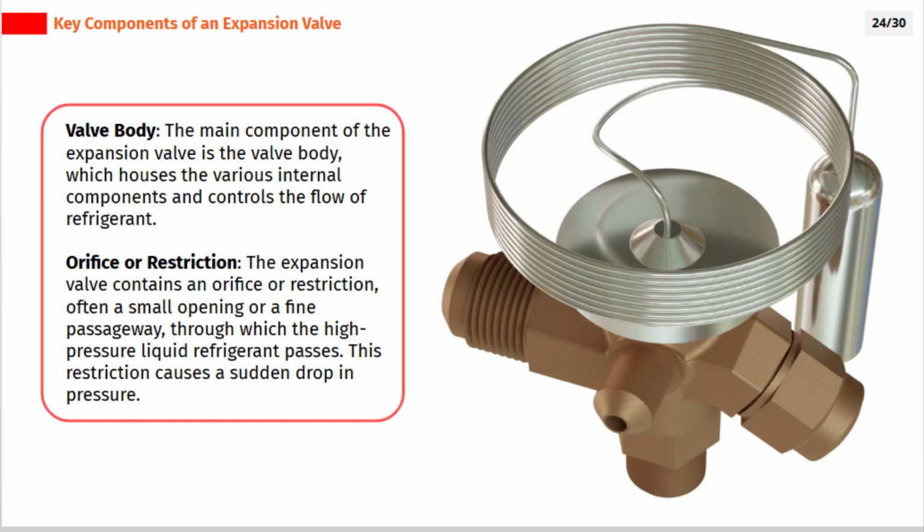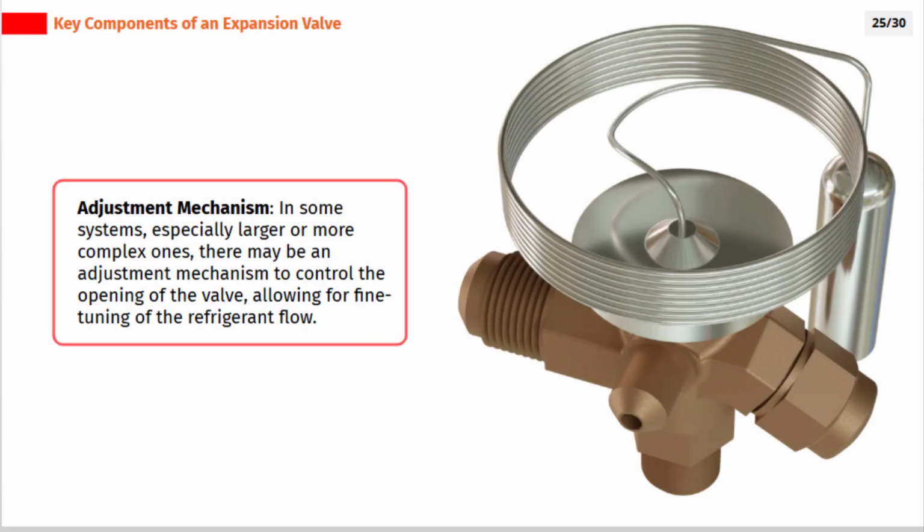Orifice or restriction. The expansion valve contains an orifice or restriction, often a small opening or a fine passageway, through which the high-pressure liquid refrigerant passes. This restriction causes a sudden drop in pressure. Adjustment mechanism. In some systems, especially larger or more complex ones, there may be an adjustment mechanism to control the opening of the valve, allowing for fine-tuning of the refrigerant flow.